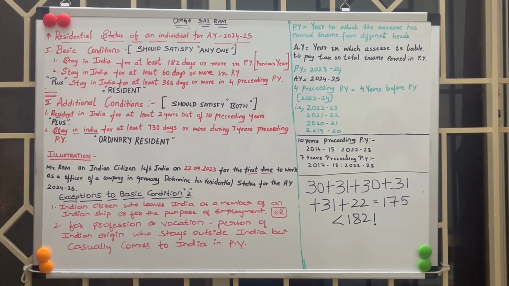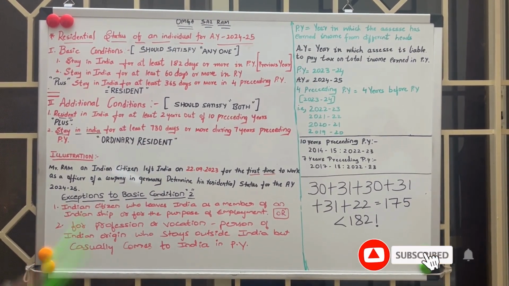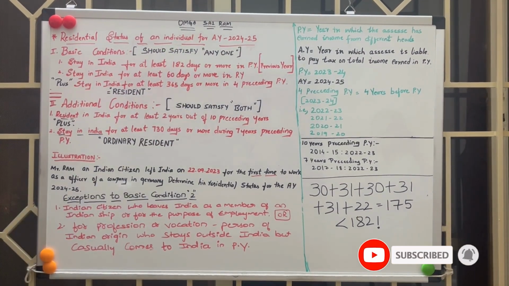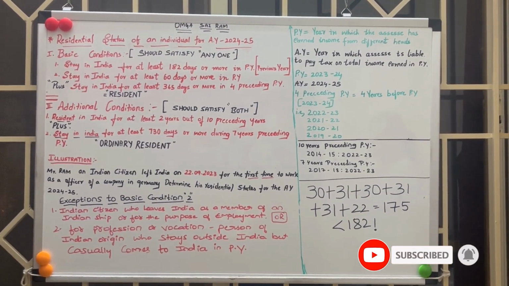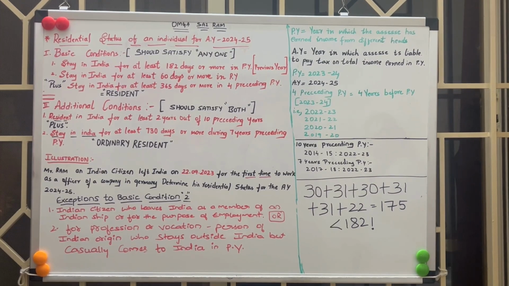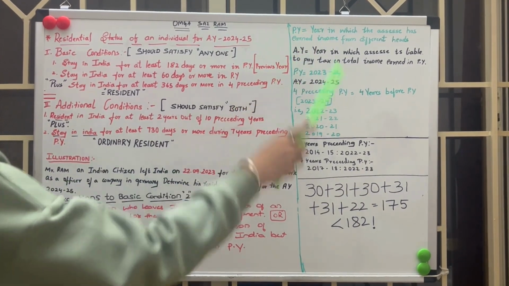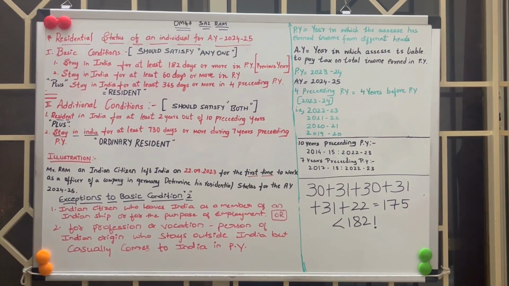Today, let's talk about residential status of an individual for assessment year 2024-25. What does this mean? First, let's understand what previous year means. PY is the year in which the individual has earned income from different heads of income.